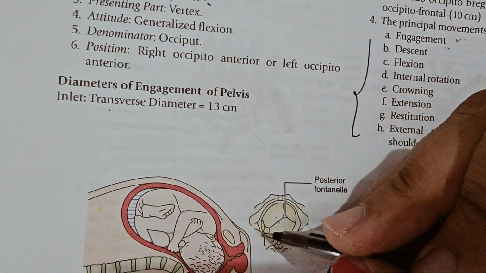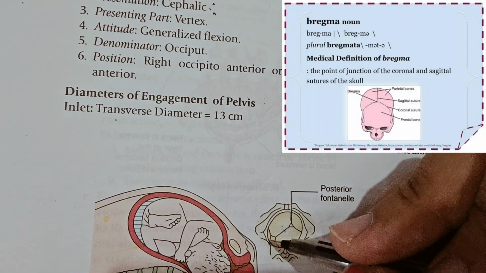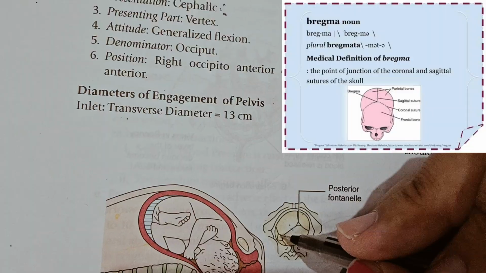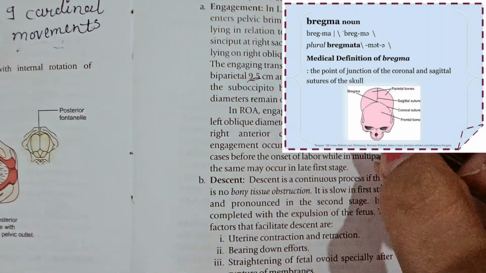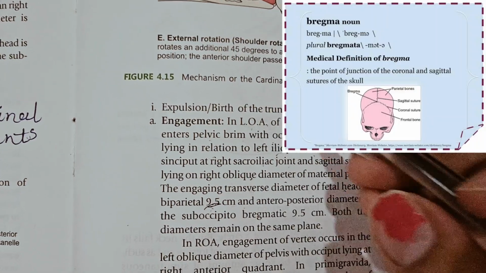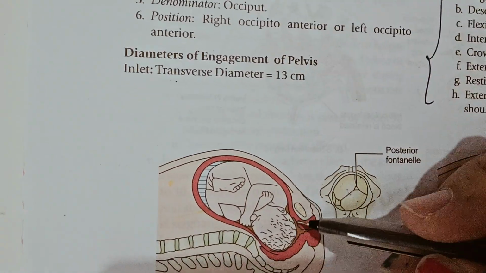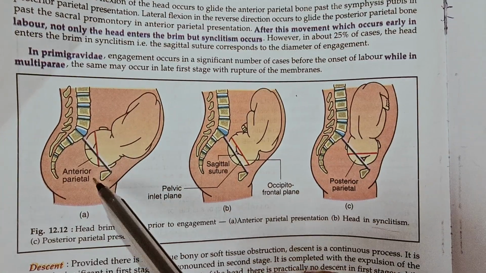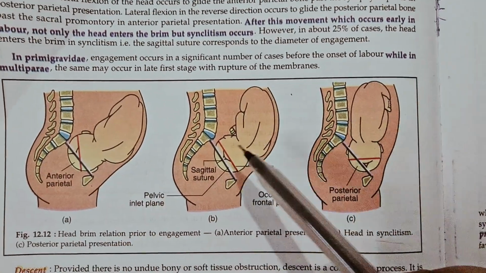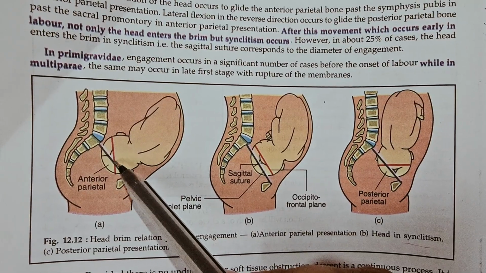The anterior fontanelle. See, from frontal bone to occiput bone, that is the anterior posterior diameter, and this one is the bregma, from occiput to bregma. So that is also 9.5 centimeters. Both diameters remain in the same place, which is called complete engagement. Okay, complete engagement.